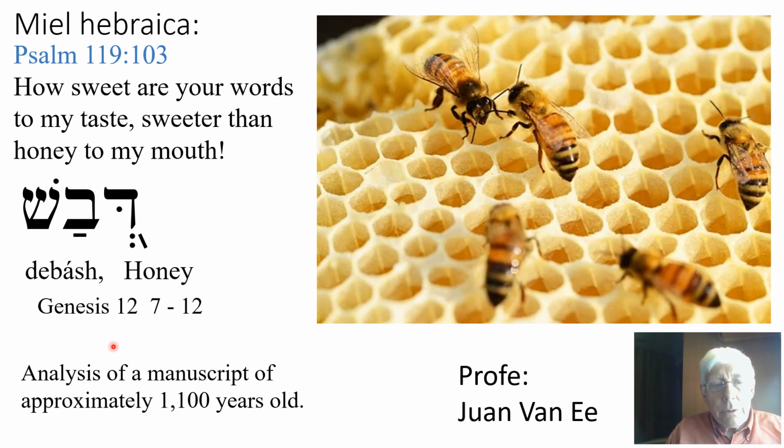Today we're looking at Genesis 12, verses 7 through 12, and I'm doing an analysis of a manuscript that's approximately 8,100 years old, give or take 20 or 30 years. They've done some carbon dating on this document, and this portion is towards the front of the document. The document is missing the first part of Genesis.